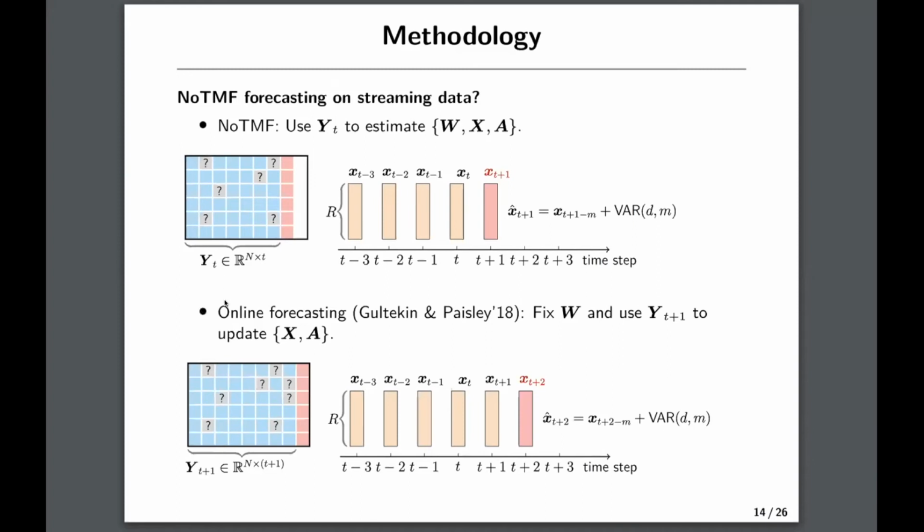We can also develop an online forecasting. We fix W and then use Y_{t+1} to update X and A. In this case, we can forecast X_{t+2}, and then we can reconstruct the column in the data matrix. This is the basic idea for our forecasting mechanism.